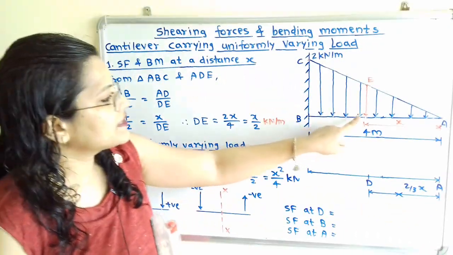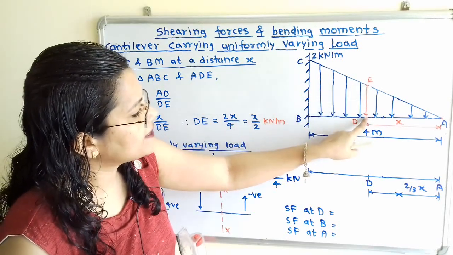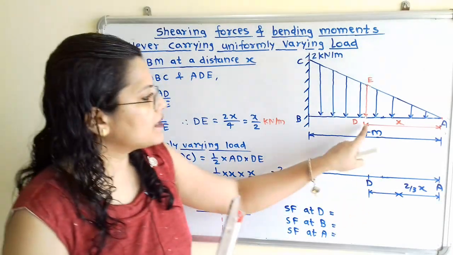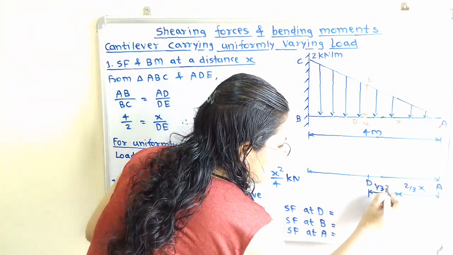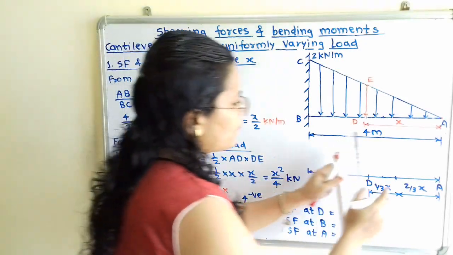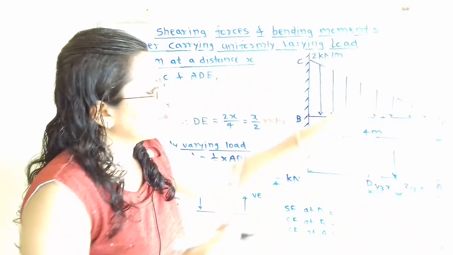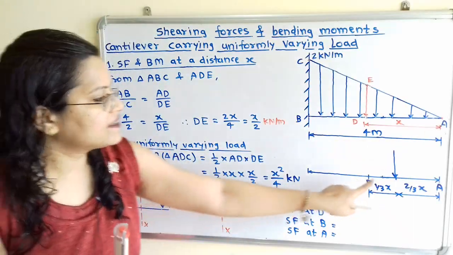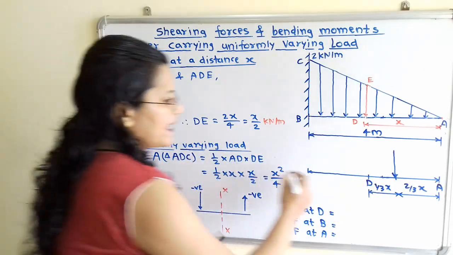And where this load is maximum, that is at point E, from this point D to E, this is at a distance 1 by 3 multiplied by the total distance x. So I will write here 1 by 3x. So here is that point, and this point is the point of application of the load. So this uniformly varying load I have shown here with this point load, and this is the point of application of load, and this load is equal to x square by 4.